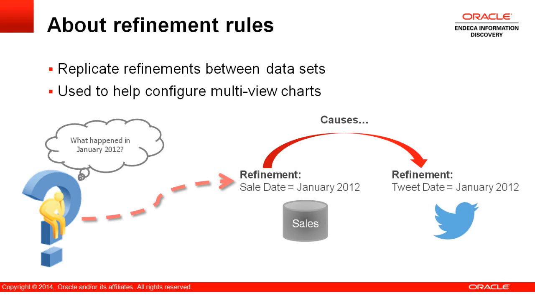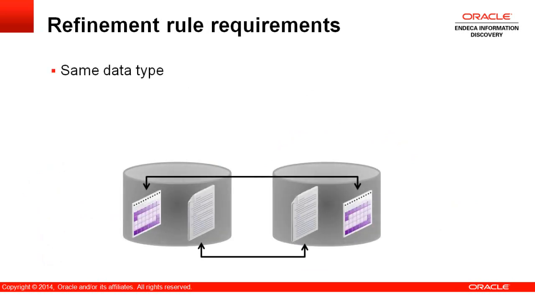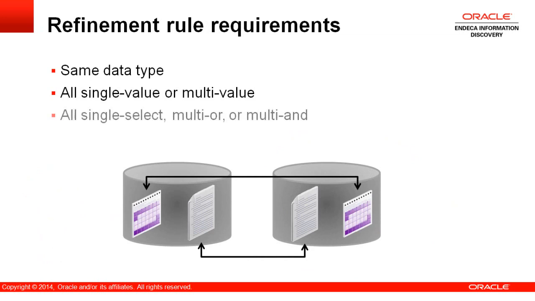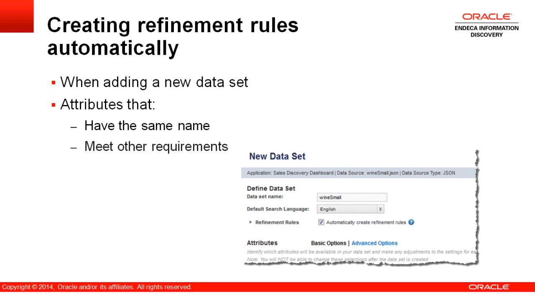Multiview charts can use refinement rules to help determine whether two views should be used for the same chart. For attributes to be linked by a refinement rule, they must have the same data type, be all single value or all multi-value, and have the same refinement behavior. When you add a dataset to an application, Studio can automatically create refinement rules between attributes that have the same name and that meet the other refinement rule requirements.